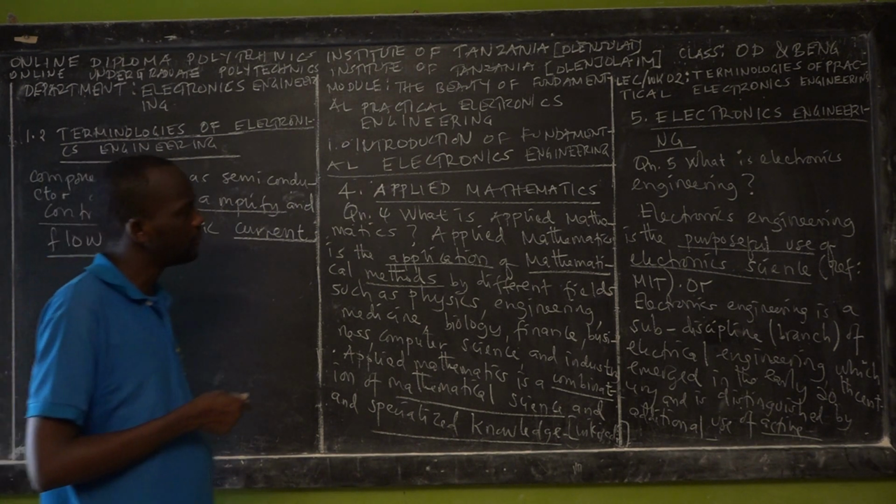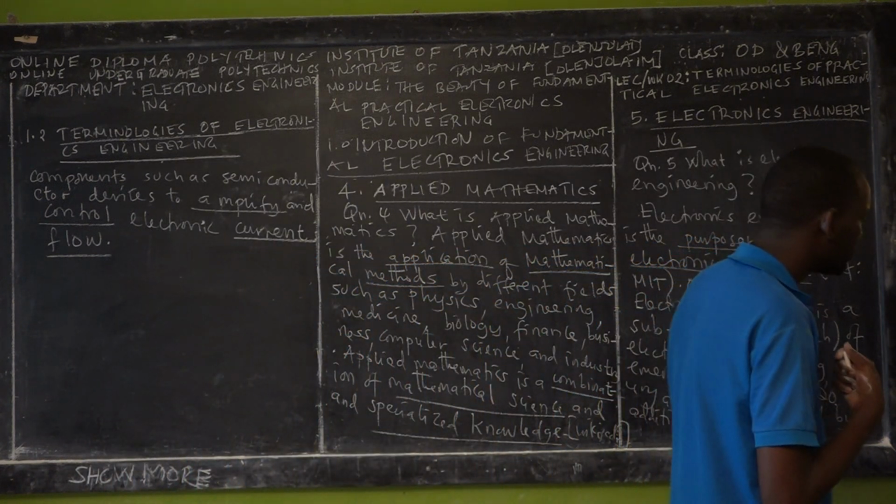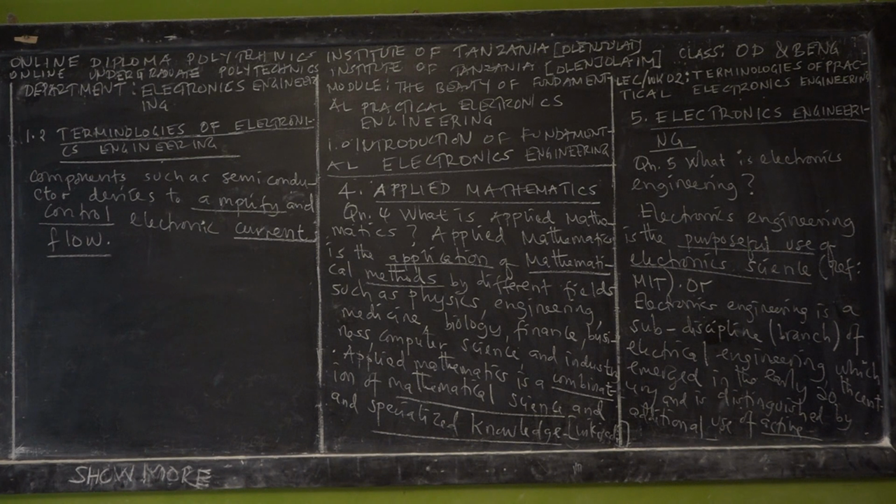So which terminology do you have? Electronic circuit. What terminology do you have, students? Electronics engineering. What is it? Second definition? It is a sub-discipline, meaning what?